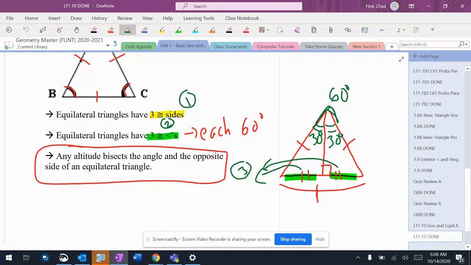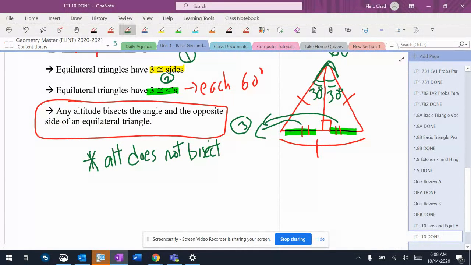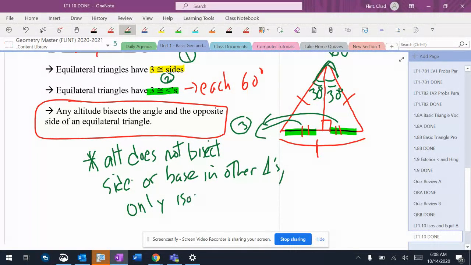And really keep in mind that the altitude does not bisect the side or the base in other triangles. Only isosceles and equilateral. Okay, so we've got to be on the lookout for this. We can't just now say, oh, I see an altitude, it cuts it in half, because it doesn't happen in triangles unless they're isosceles or equilateral specifically. So don't fall for that.